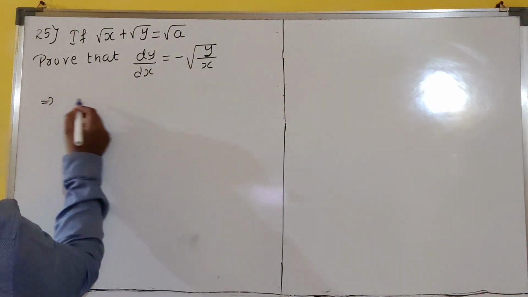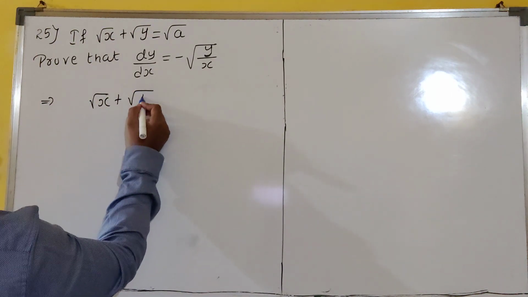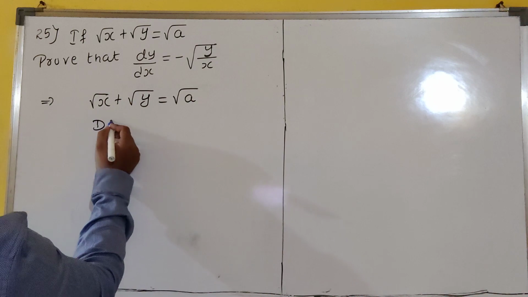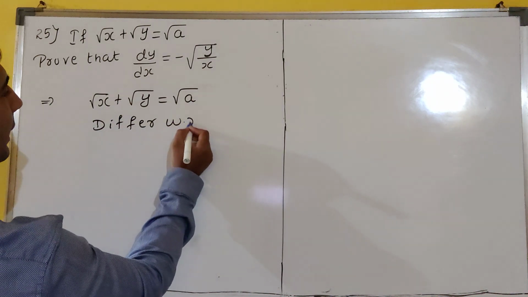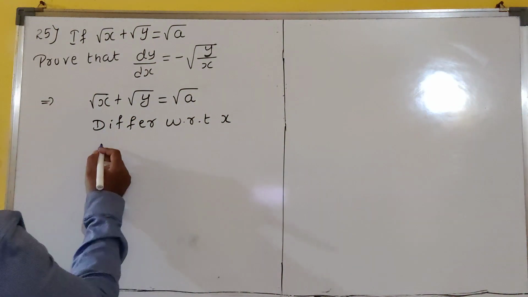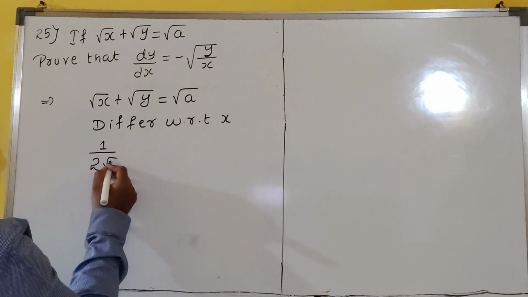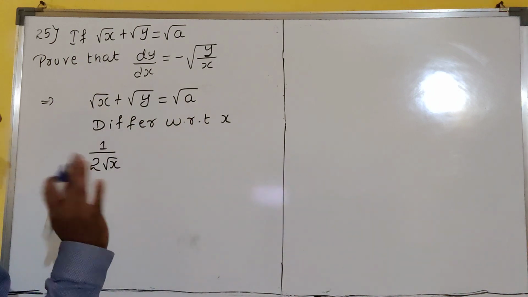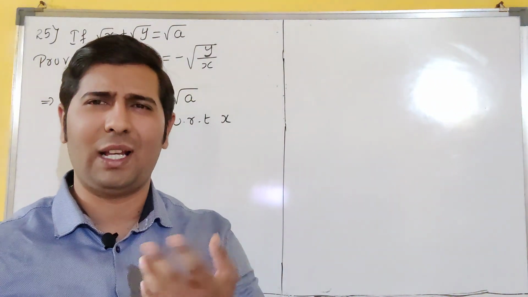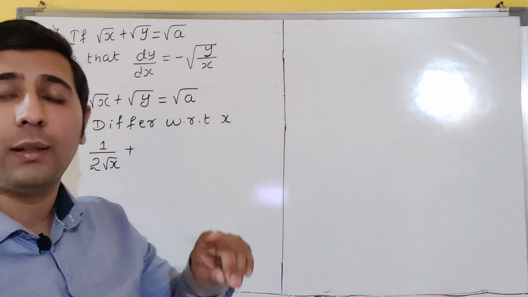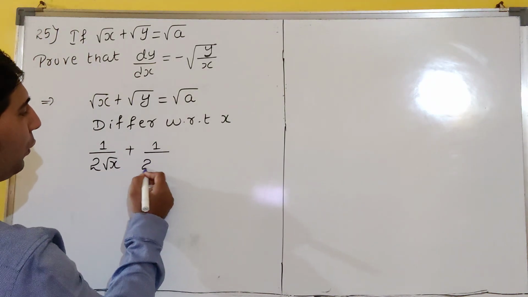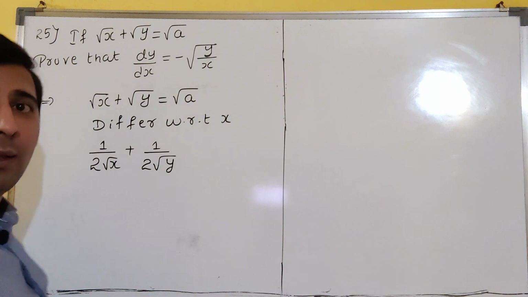First you write the given, that is root x plus root y is equal to root a. Now you can differentiate this with respect to x. Root x derivative, you know, is 1 by 2 root x. It is with respect to x, no joining is there. Root y is looking like root x, but this is not x, it is y. So root y derivative is 1 by 2 root y.